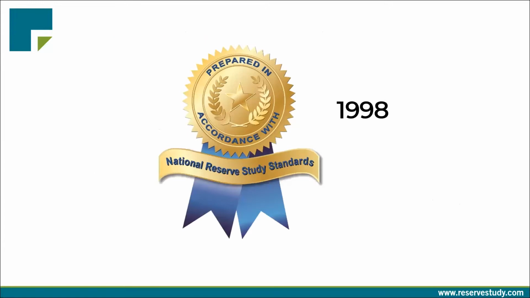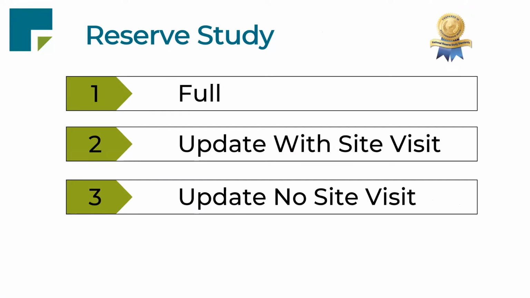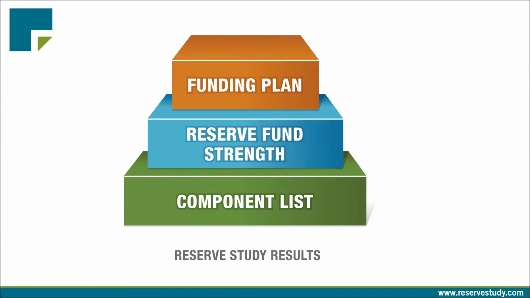And all we do here at Association Reserves is based on National Reserve Study standards, which date back to 1998. So we're standing on very firm ground here. And we'll keep the numbers very simple today. For example, there's 3 types of reserve studies: a full update with site visit and an update no site visit. And then similarly, there's 3 parts to every reserve study.